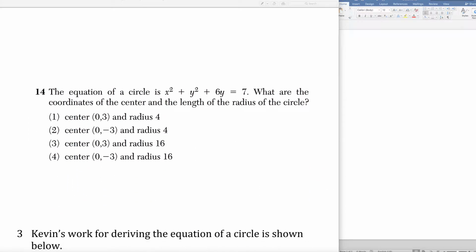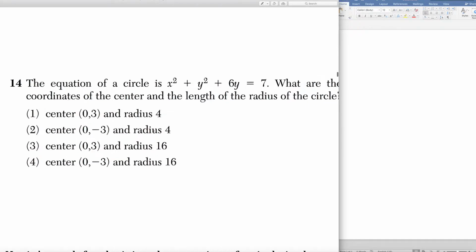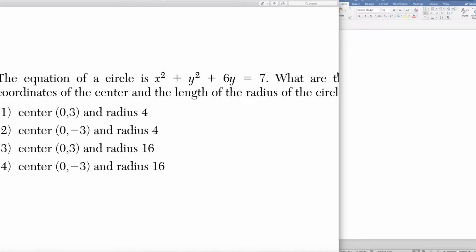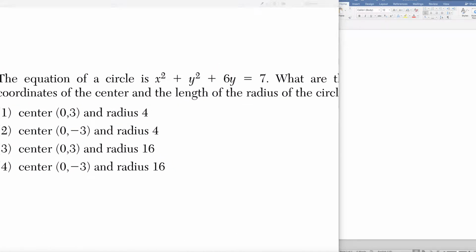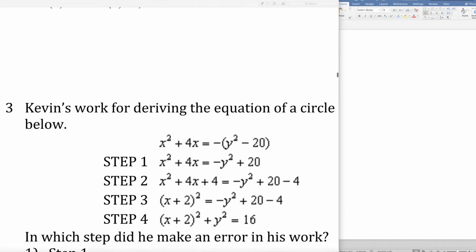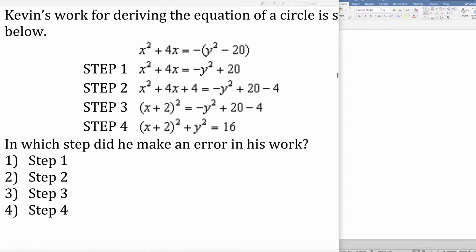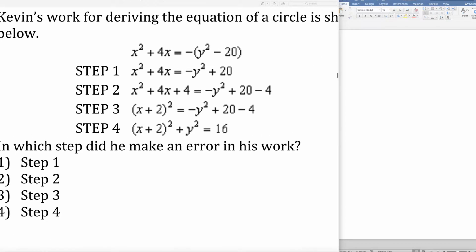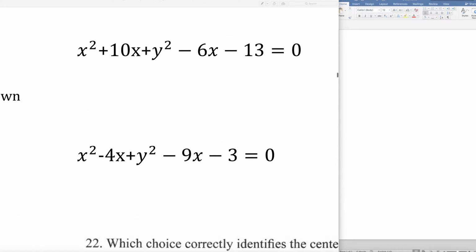Okay, the next one here, again, you could easily do this one. So the one next to the y, if we take it and divide it by 2, it becomes negative 3. Right, so right away we eliminate these two choices. And then, again, smaller radius, choice 2. So maybe 14 should actually be before the other one where you need to do completing the square. But that's 14. This one they just ask you where you made a mistake. I'm sure you're all able to figure that out.